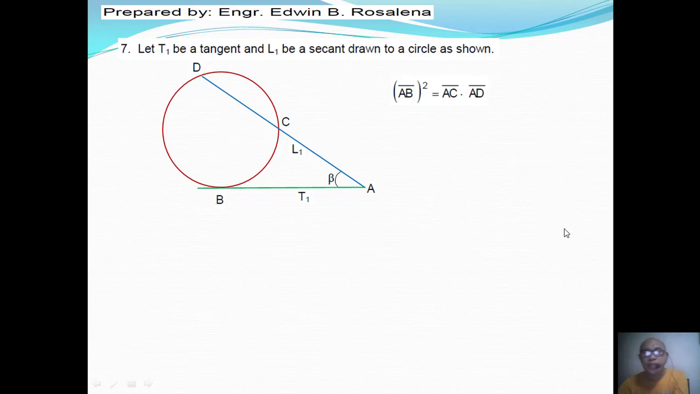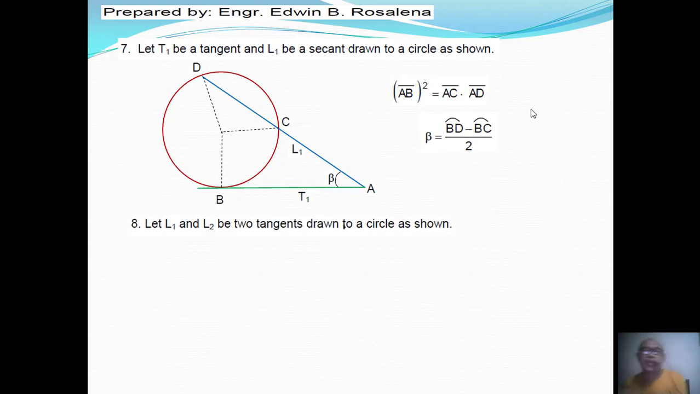Then, we have the angle between the tangent and the secant. So, we have here, angle beta is equal to arc BD minus arc BC over 2. Where this is how we measure arc BD, ha? The angle here. This is also how we measure arc BC. So, arc BD minus arc BC over 2. Okay lang? Then we have here, number 8.